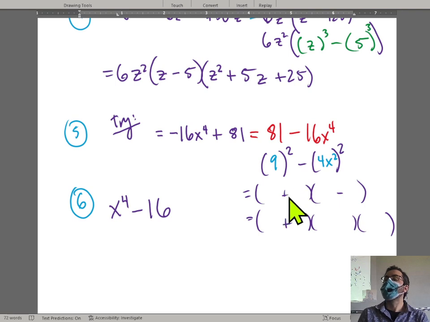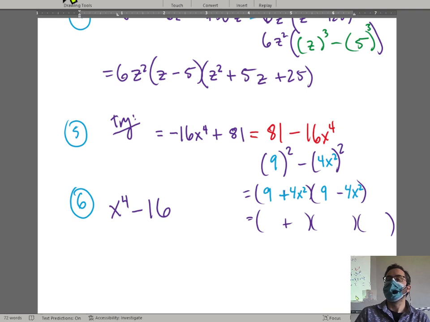Now we can write this as a difference of squares. This will be 9 plus 4x squared, and this will be 9 minus 4x squared. Is everybody cool with what I'm doing? I like our focus for the most part.